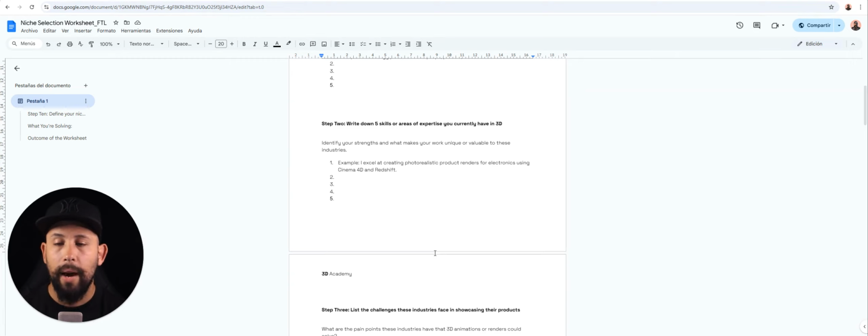Okay, step 2. Write down 5 skills or areas of expertise you currently have in 3D. Identify your strengths that make you unique and valuable to this industry. Example: I excel at creating photorealistic product renders for electronics using Cinema 4D and Redshift. So you need to put what skills or areas of expertise you have, like keyframing animation or 3D modeling, or whatever expertise you have, you need to write down here.